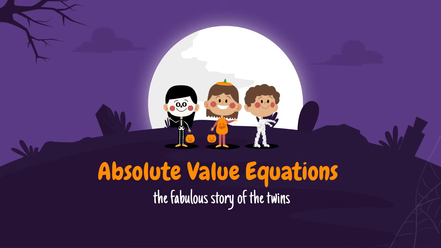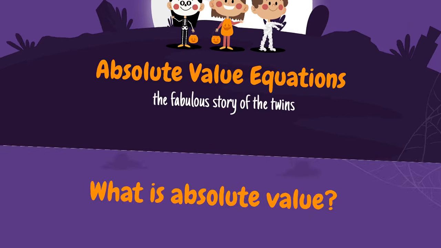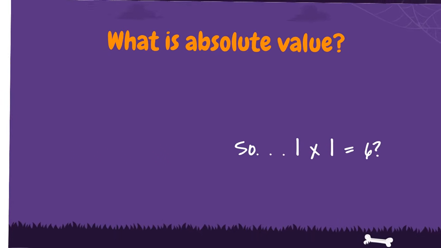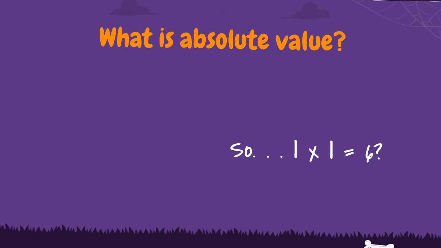All right, friends, we are going to look at absolute value equations and the fabulous story of the twins. Let's go. First thing we want to start with is just basic: what's absolute value? Most kids at your age do know that absolute value is how far something is from zero. So they think about it on a number line, and it all goes back to zero.